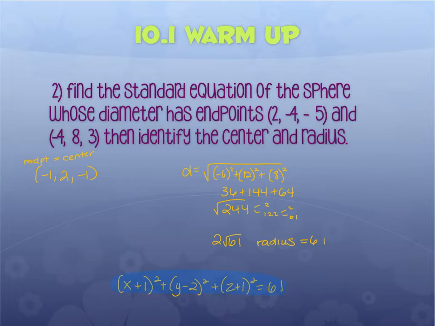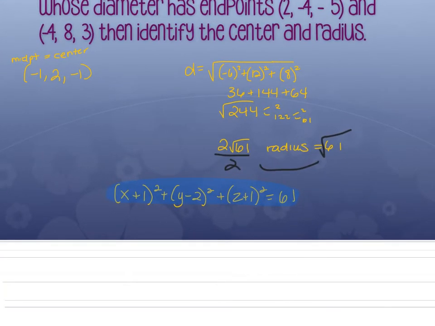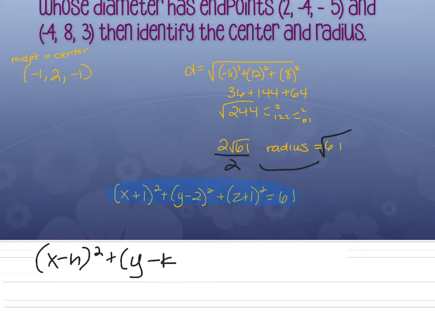That's your diameter. So to get the radius, I would divide it by 2, and 2 root 61 divided by 2 is root 61. That's your radius. So then when you plug it back into your equation, which is x minus h squared plus y minus k squared plus z minus j squared equals r squared, I get x plus 1 squared plus y minus 2 squared plus z plus 1 squared equals the square of the square root of 61, which is just 61.